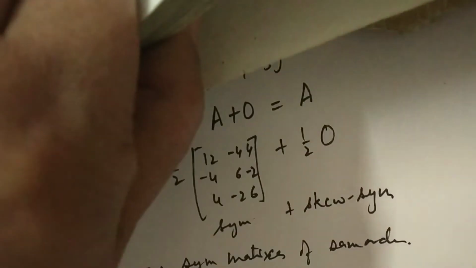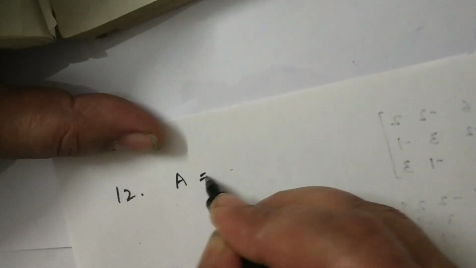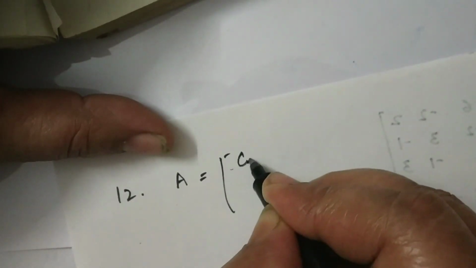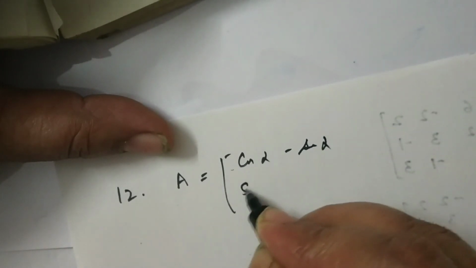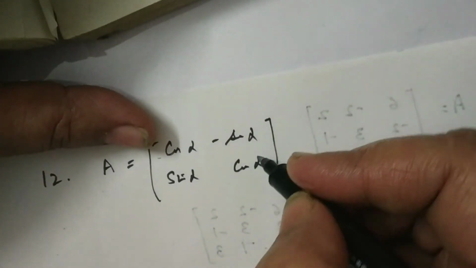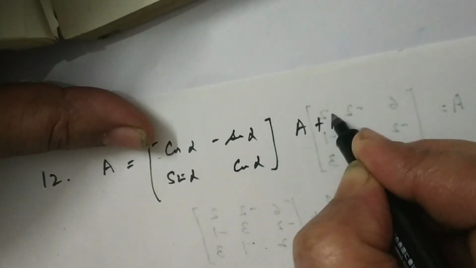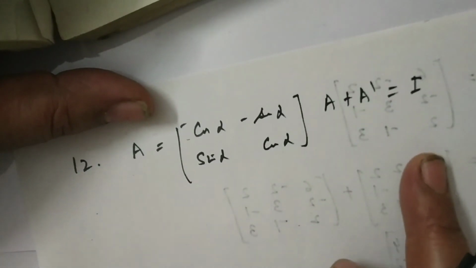Okay, now question number 12 of the same exercise. In question number 12, it is given that A equals [cos alpha, minus sin alpha; sin alpha, cos alpha], and the condition is given: A plus A transpose equals I. Then I need to find the value of alpha.